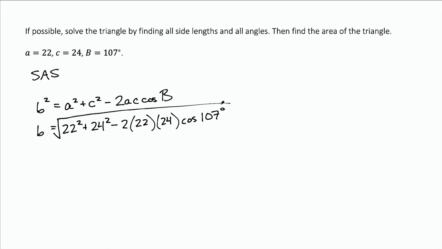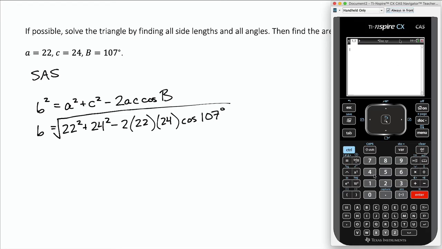Okay, so we're going to plug this into our calculator. We've got the square root of 22 squared plus 24 squared minus 2 times 22 times 24 times the cosine of 107. And we get about 37 for b. b equals 37.